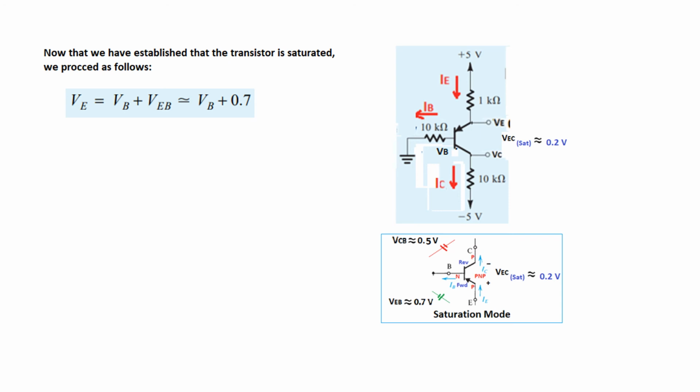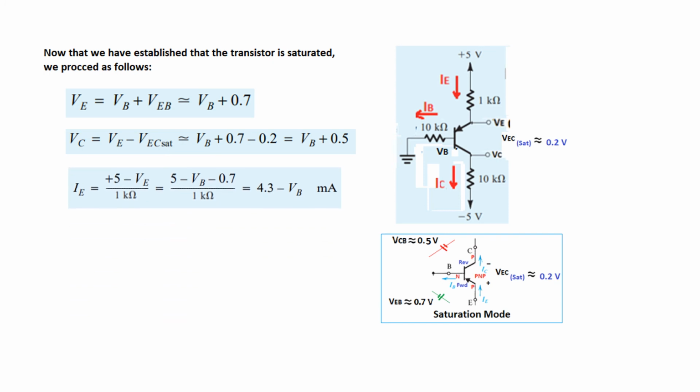So this is one of the equations. Similarly, we'll find VC. VC, from here you can see, is VE minus V saturation. So VE minus V saturation is VC. VE we'll put from here, V saturation is 0.2. So this is our equation for VC. Similarly, IE. Now IE, look here, is 5 minus VE divided by 1K. So 5 minus VE over 1K. Putting in the value and simplifying, we get this term.